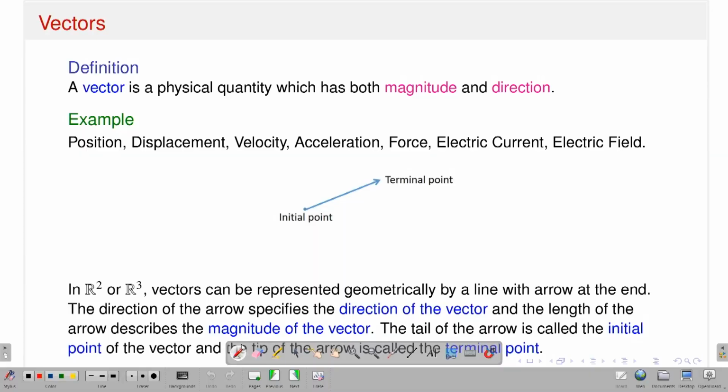In R2 or R3, vectors can be represented geometrically by a line with an arrow at the end. The direction of the arrow specifies the direction of the vector, and the length of the arrow describes the magnitude of the vector. The tail of the arrow is called the initial point of the vector and the tip of the arrow is called the terminal point.